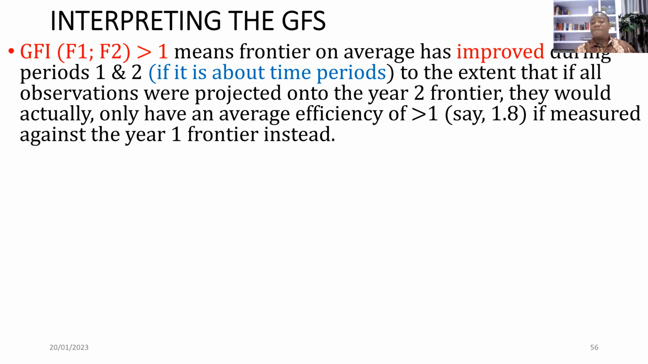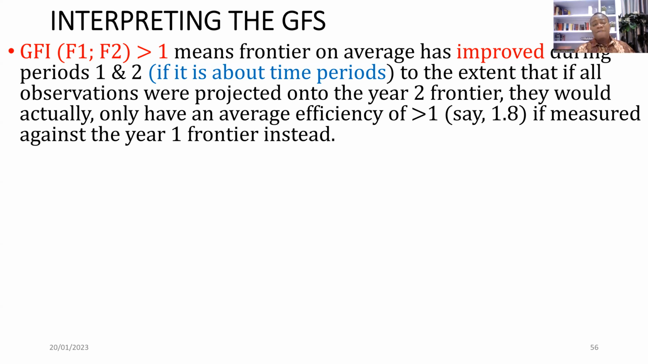So on average, if you have a score that is greater than 1 between period 1 and period 2, say 1.8, what it means is that if all the DMUs are projected onto the second frontier, because remember they were on the first frontier before they went to the second frontier, they would only have an average score of greater than 1 if they were measured relative to the first frontier instead.